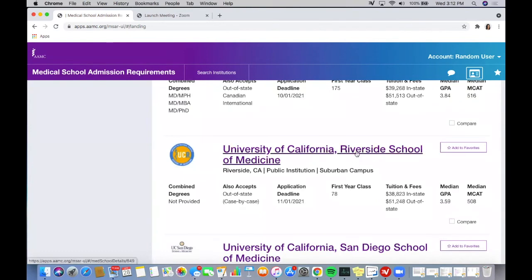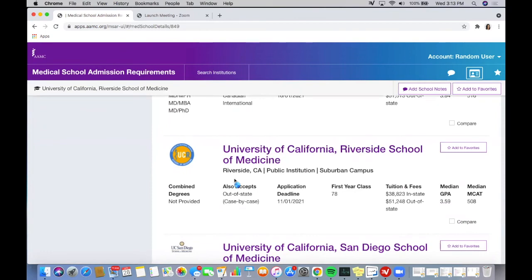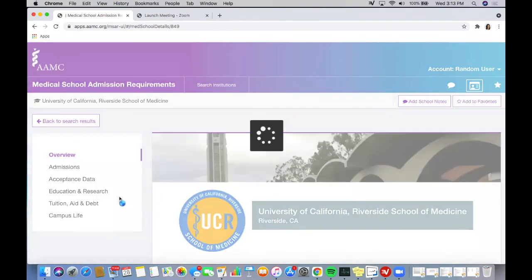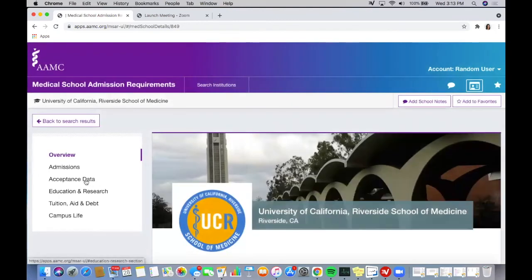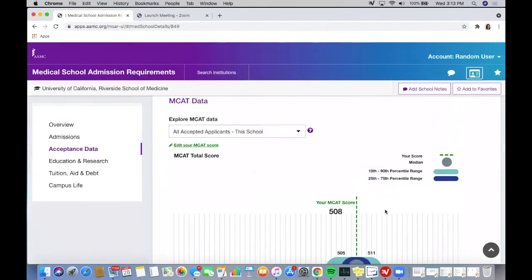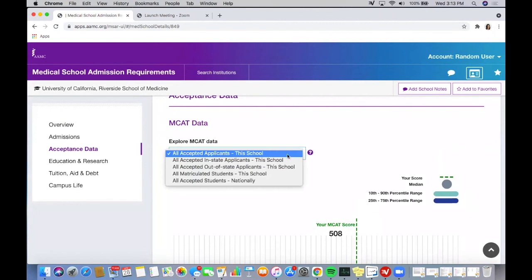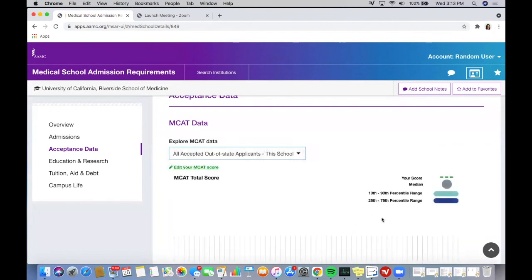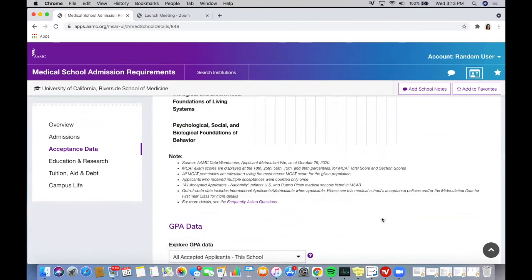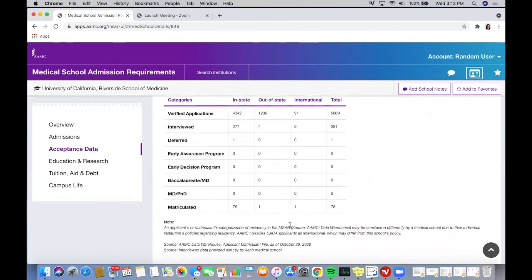And then I click on, oh, Riverside. They have a median MCAT of 508. So I'm going to click on Riverside and see what my chances are based on my 508. And again, I go to their acceptance data, all right? And I look for all accepted out-of-state students. It's blank, okay. Then I scroll down and I see that there were 1,236 out-of-state verified applications. Only 4 of those were interviewed and only 1 matriculated, okay?